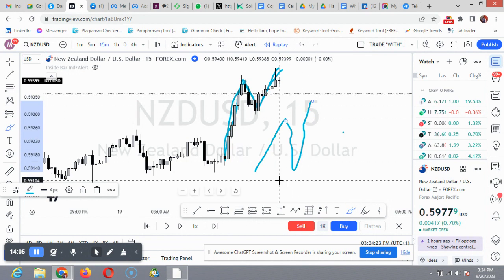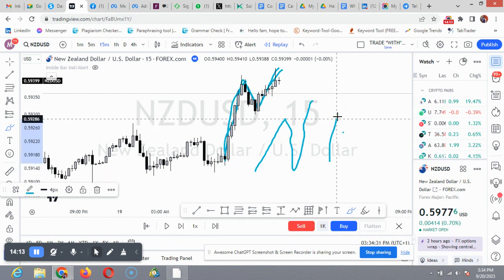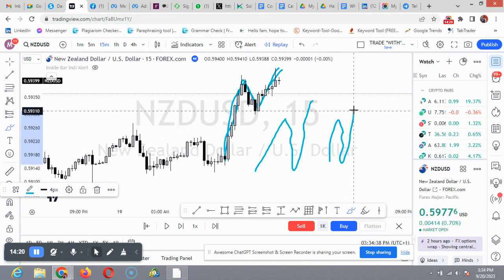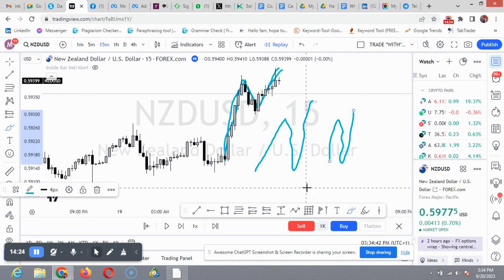All right. I hope this is clear. Now, this is what makes it a valid pullback. In a bullish move, the low of the previous candle has to be taken like this, and then it continues back up. All right. I hope this is clear. If the low of the candle is not taken, then we do not have a valid pullback.